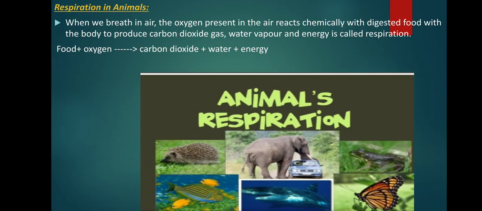Why do animals respire? All animals respire. During normal human respiration, glucose reacts with oxygen to produce energy. The energy is needed for growth, repair, and movement. Water and carbon dioxide are byproducts of respiration. They need to be excreted.